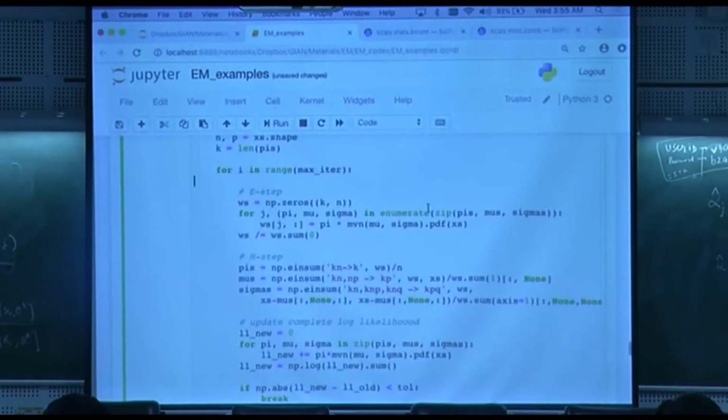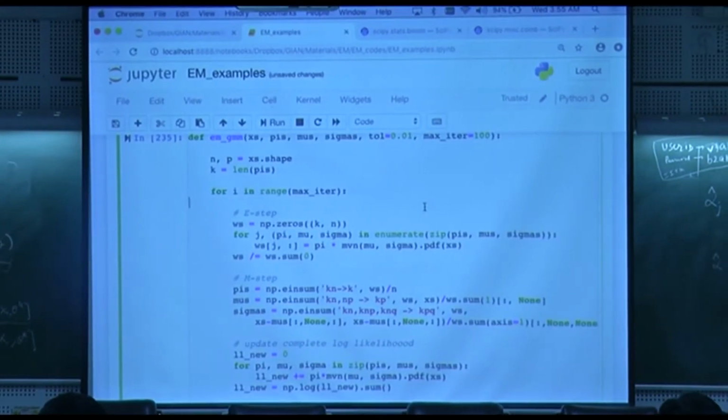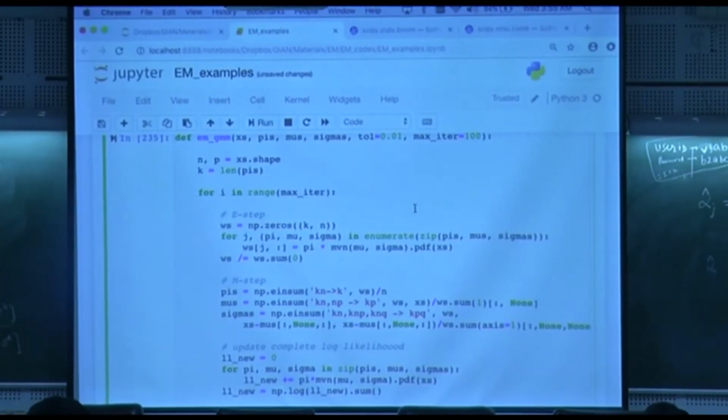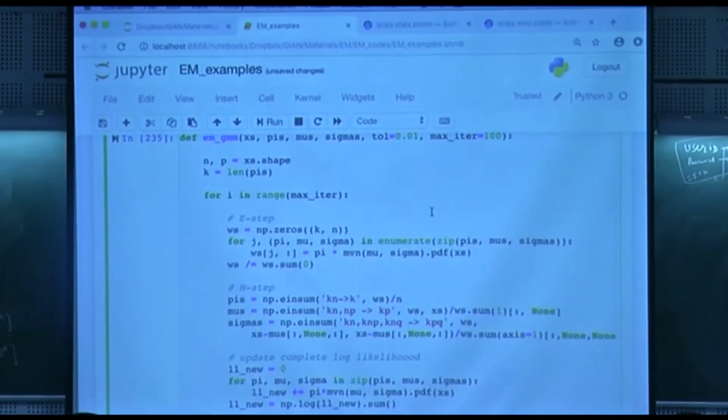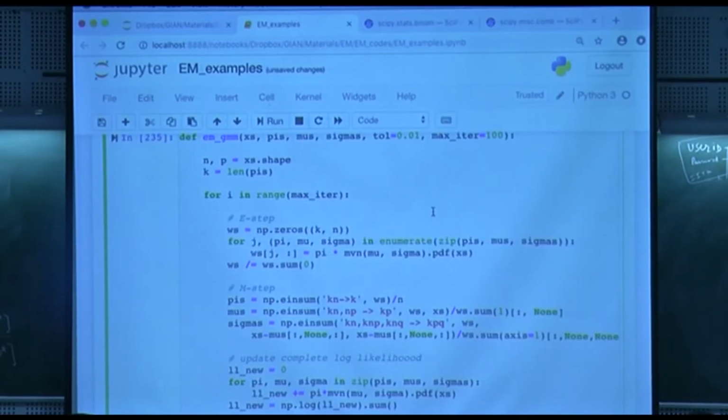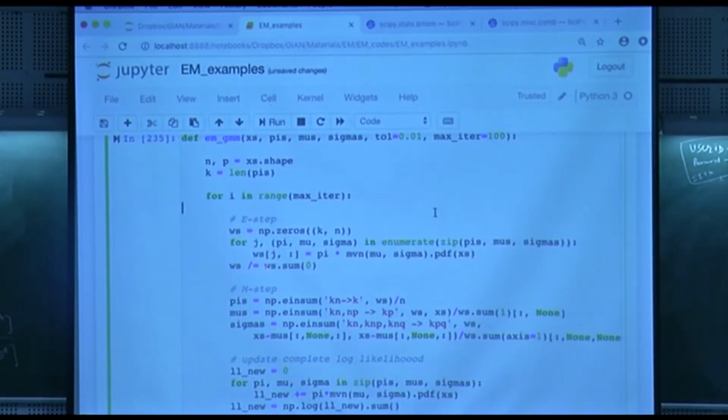Okay. So now what I'm doing is constructing an E step. This is another interesting way of looking at things. So W's are the weights on the various data points. It's going to be K times N. K is the number of classes, N is the number of data points. So what this is going to try to do is say, for each particular data point, what is the weight on the various classes.